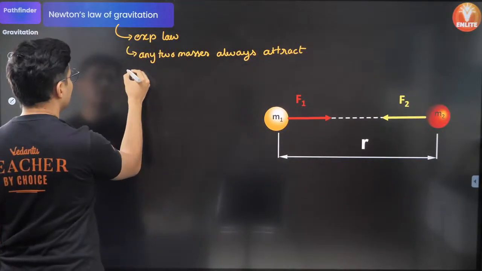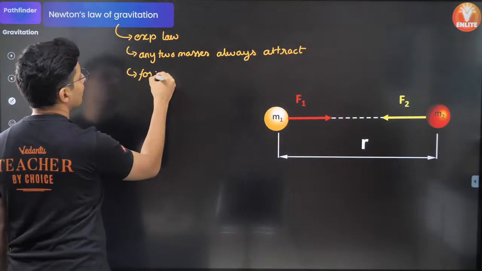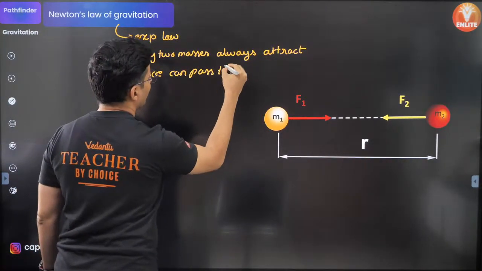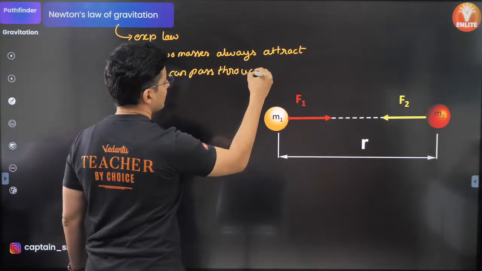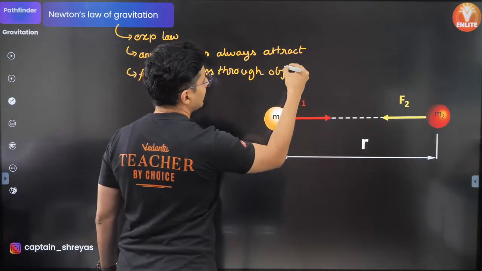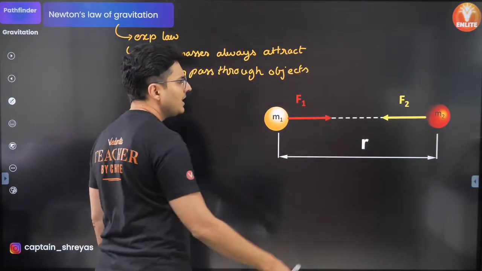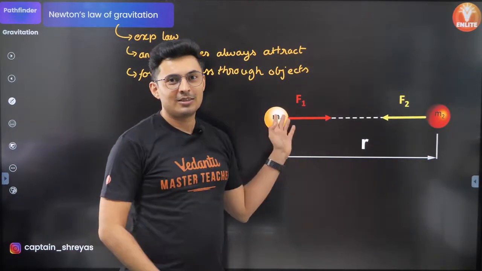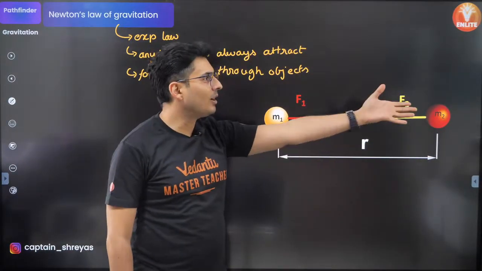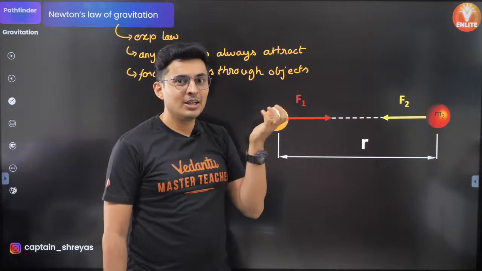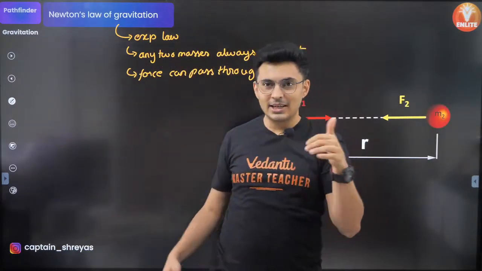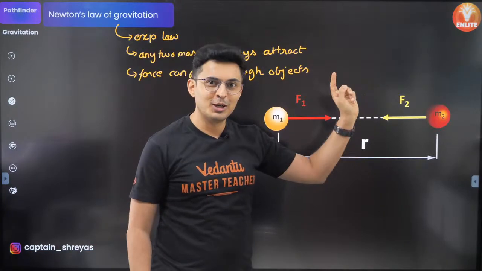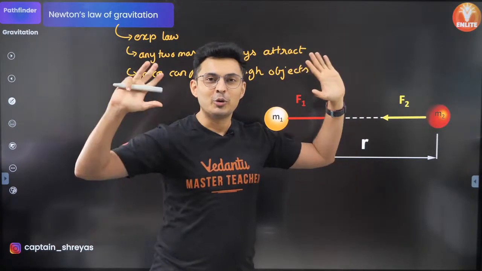And this force can pass through objects or basically a medium. Meaning, if these are two masses, they attract each other. This is Pandu, this is Champa. Pandu loves Champa, Champa gets attracted. Champa loves Pandu, Pandu gets attracted. If a villain comes in between also, nobody can stop their love. So their love is immortal.